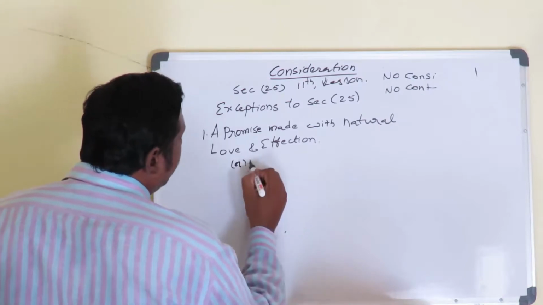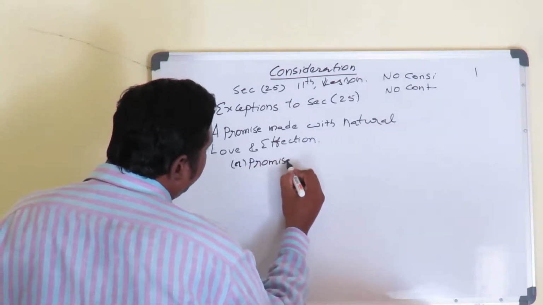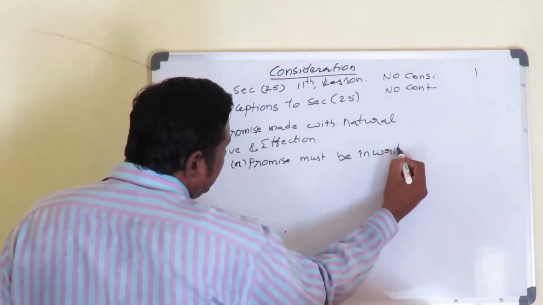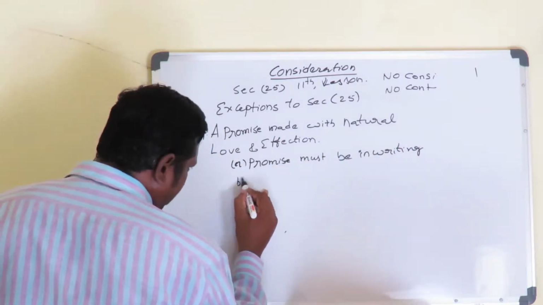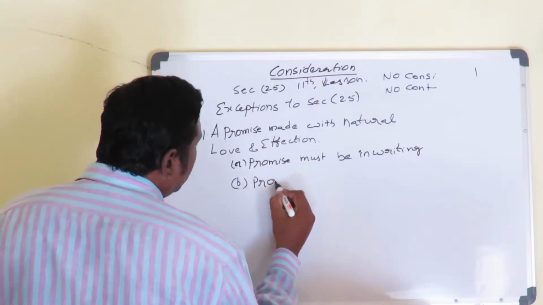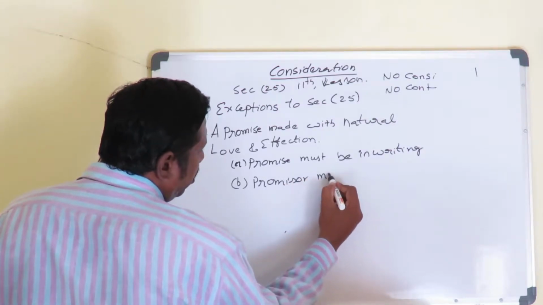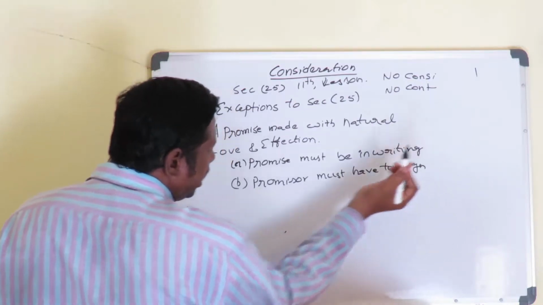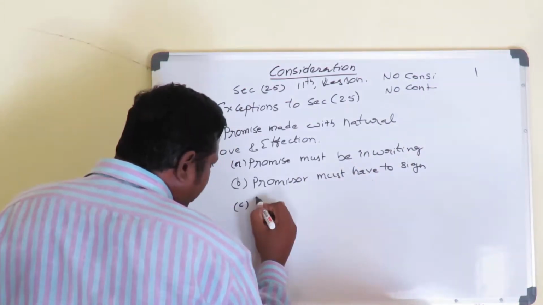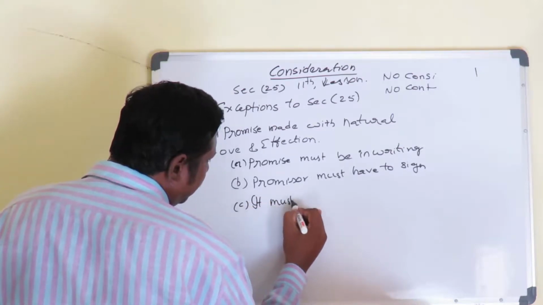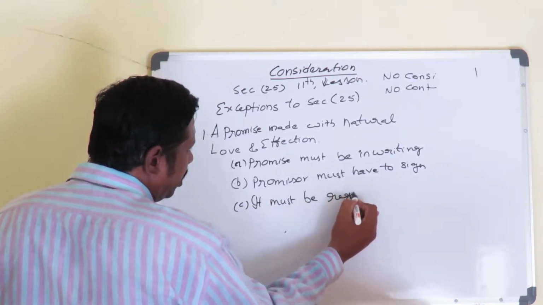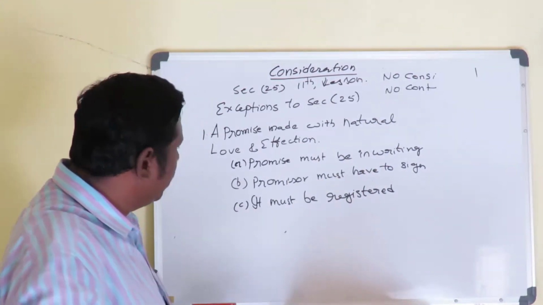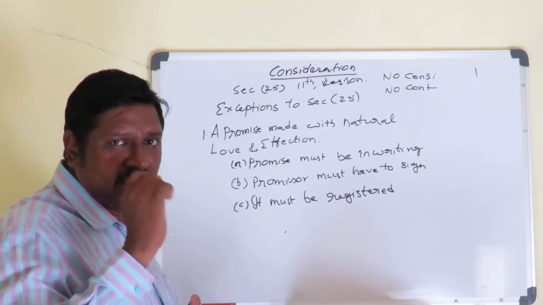Number one, promise must be in writing. B, promisor must sign. Sign means signature. C, it must be registered. Now, see the other conditions that must be fulfilled.